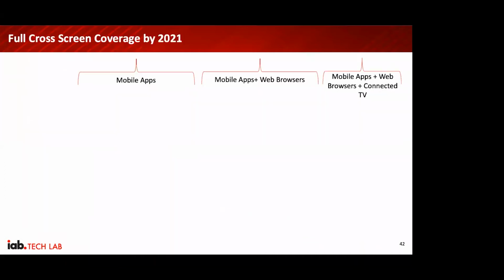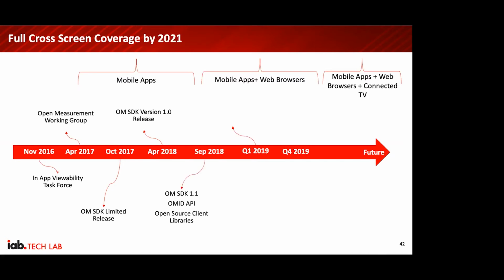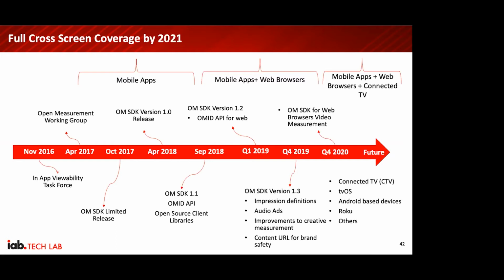So the objective with OM SDK is to create full cross-screen coverage by 2021. We started with mobile apps, initially iOS and Android in 2018. And then we are now moving to mobile web browsers in 2020. And then the objective is to go to CTV in 2021.